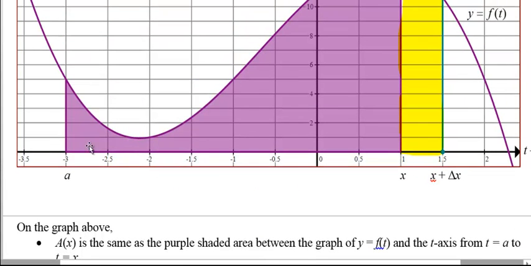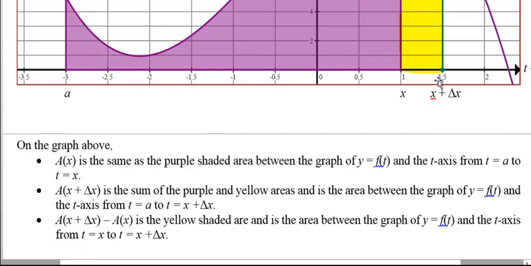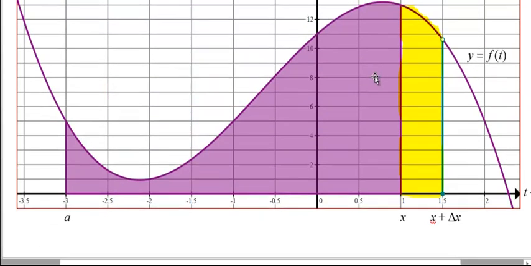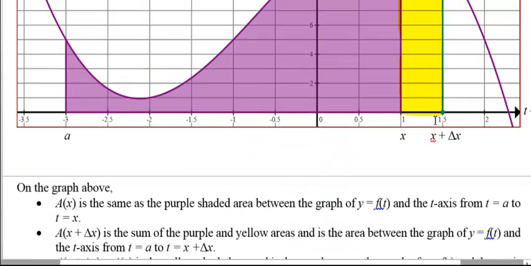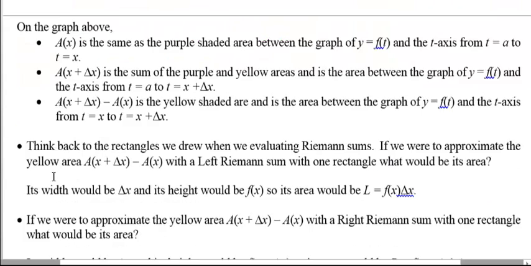So A of x is the same as the purple shaded area. And if you integrate from a to x plus delta x, that would be A of x plus delta x, which would be the purple area plus the yellow area. That's the integral from a up to x plus delta x. And then the difference, A of x plus delta x minus A of x, is just going to be the yellow shaded area.